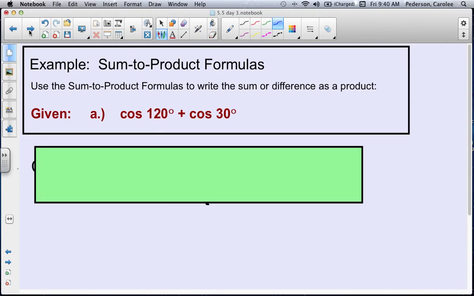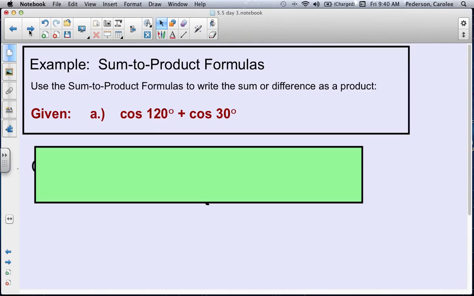So here's our first example. Use the sum to product formulas to write this sum or difference as a product. So here's what we give you. Go ahead and write down the given: the cosine of 120 degrees plus the cosine of 30 degrees. I want you to go find the appropriate formula on your gold sheet. And I have it hidden here in the green box.